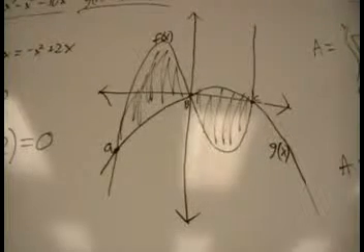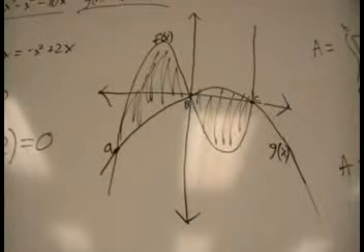So just remember, when you have 3 points of intersection, you will have two different area formulas to find the total area.